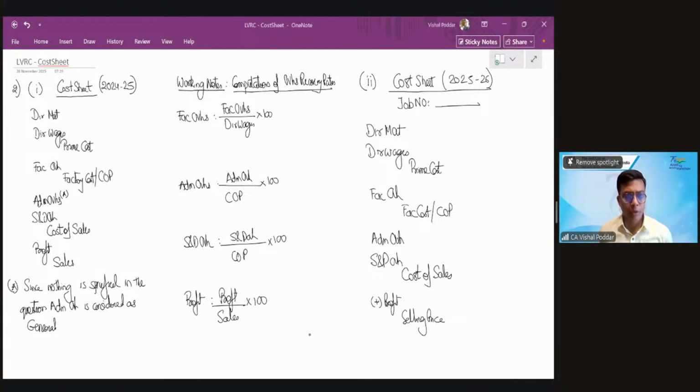For this, the question requires that you maintain a certain percentage of recovery of overheads. So from the original cost sheet, you have to compute that overhead recovery rate so that you can continue that rate in the proposed cost sheet for the new job that you are expected to get.